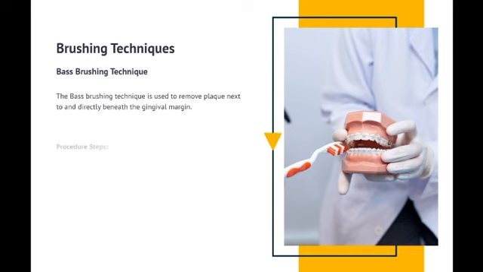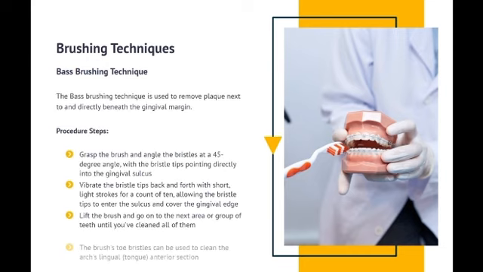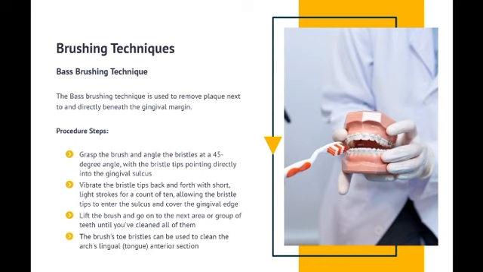Base brushing technique. The base brushing technique is used to remove plaque next to and directly beneath the gingival margin. Procedure steps. Grasp the brush and angle the bristles at a 45-degree angle, with the bristle tips pointing directly into the gingival sulcus.